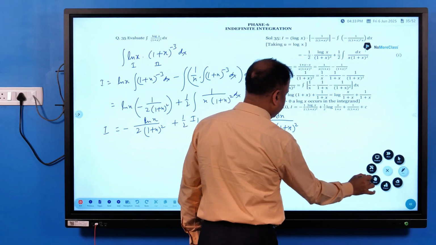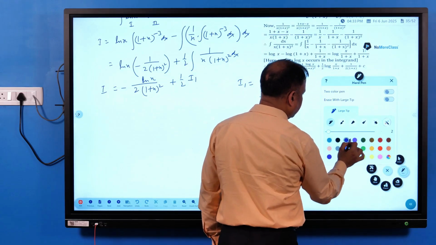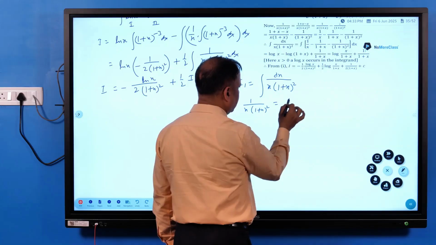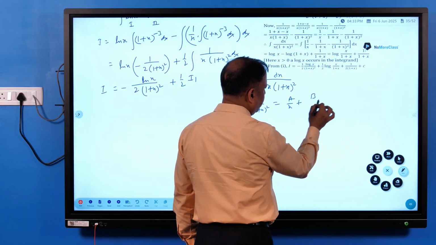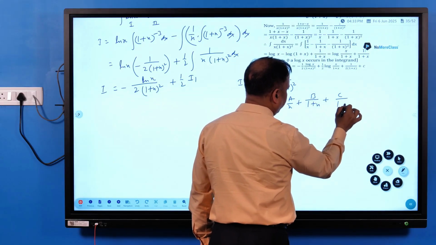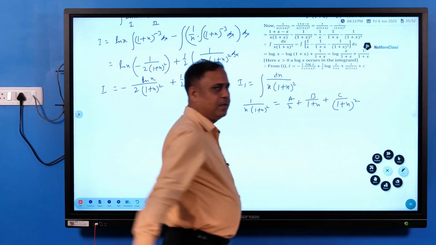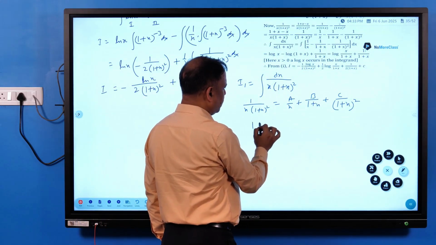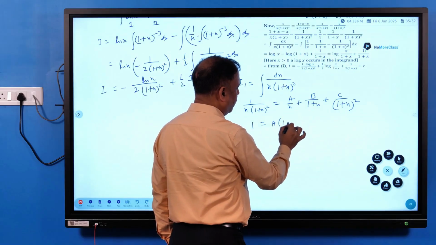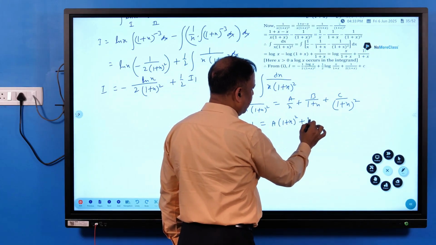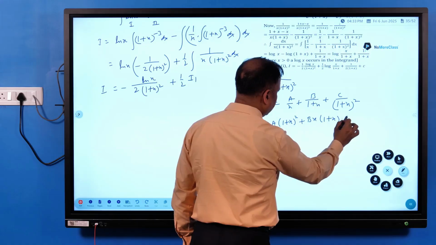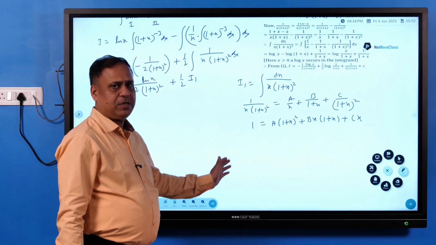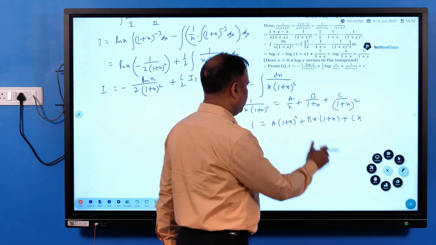So we will write this as, let us do by factorization. So 1 upon x into 1 plus x whole square is equal to a upon x plus b upon 1 plus x plus c upon 1 plus x whole square. Take LCM. So LCM will cancel out. So 1 will be equal to a into 1 plus x whole square plus bx into 1 plus x plus cx. Now, we can compare coefficient of x square. We can put x equal to 0. We can put x equal to 1.